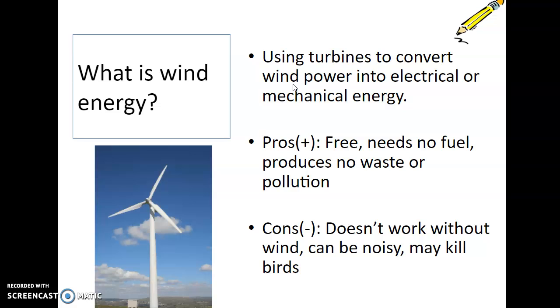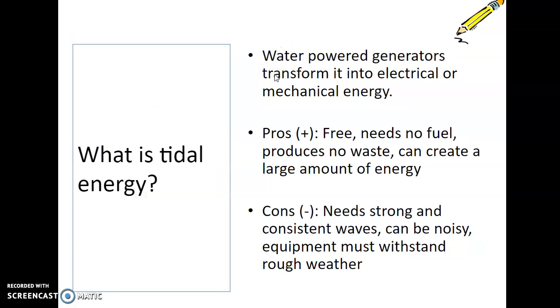So our next form of alternative energy we'll talk about is wind energy. Wind energy is when you use turbines to convert wind power into electrical or mechanical energy. The pros are that it's free, it needs no fuel, and it produces no waste or pollution, but it doesn't work without wind. These huge wind turbines, if it's not windy, they don't turn, they just kind of stay there. They can be really noisy, and birds fly into these very often, so it can kill birds.